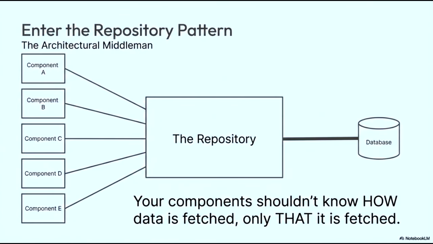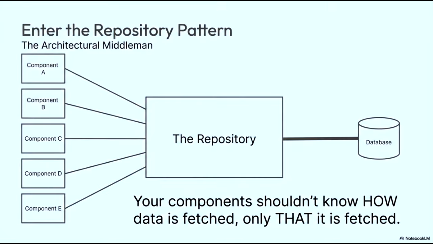The repository pattern serves as an architectural middleman, acting as a critical abstraction layer between our application logic and the underlying data source. As you can see in this diagram, instead of each individual component, from A through E, connecting directly to the database, they all interface through a central repository. This centralizes data access logic and promotes a clean separation of concerns.